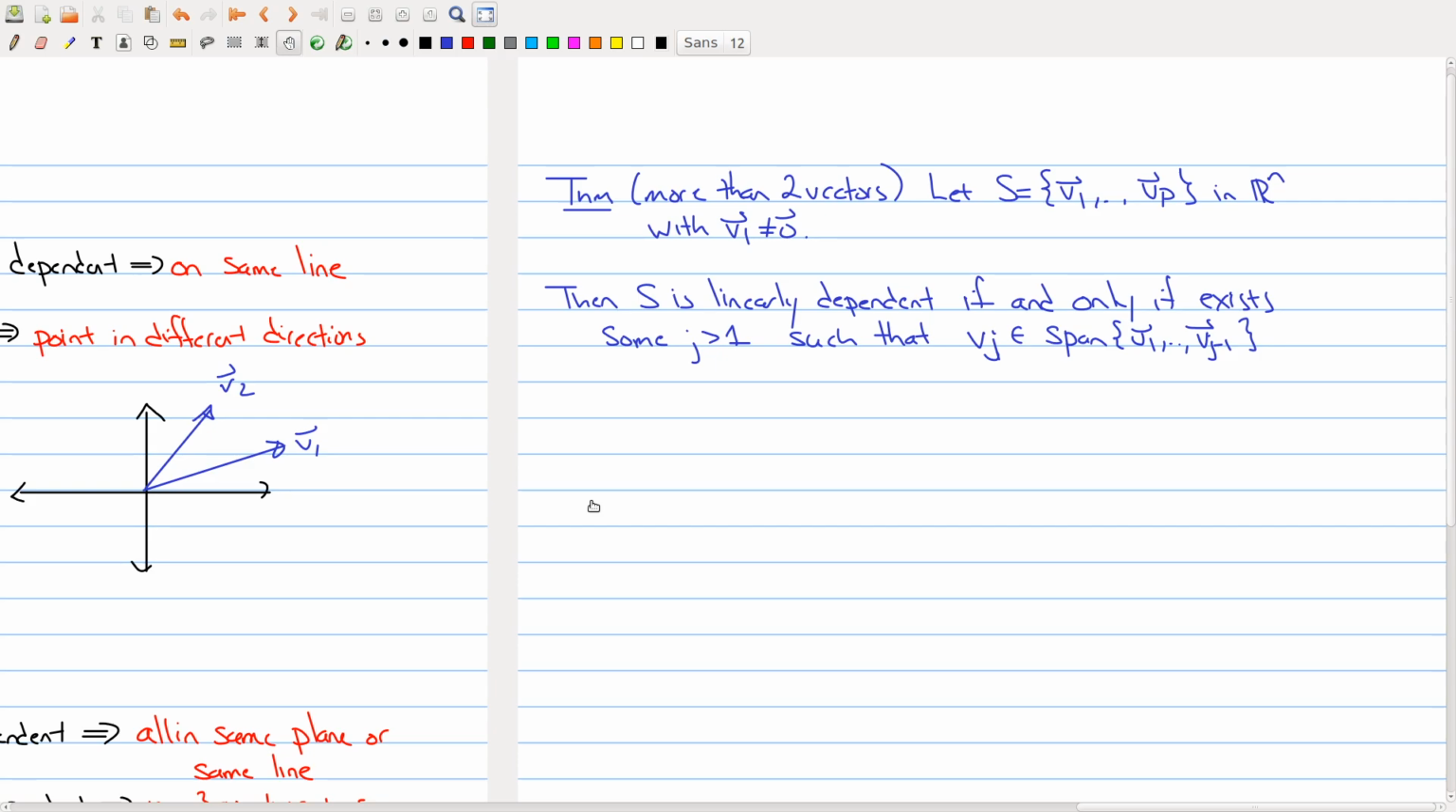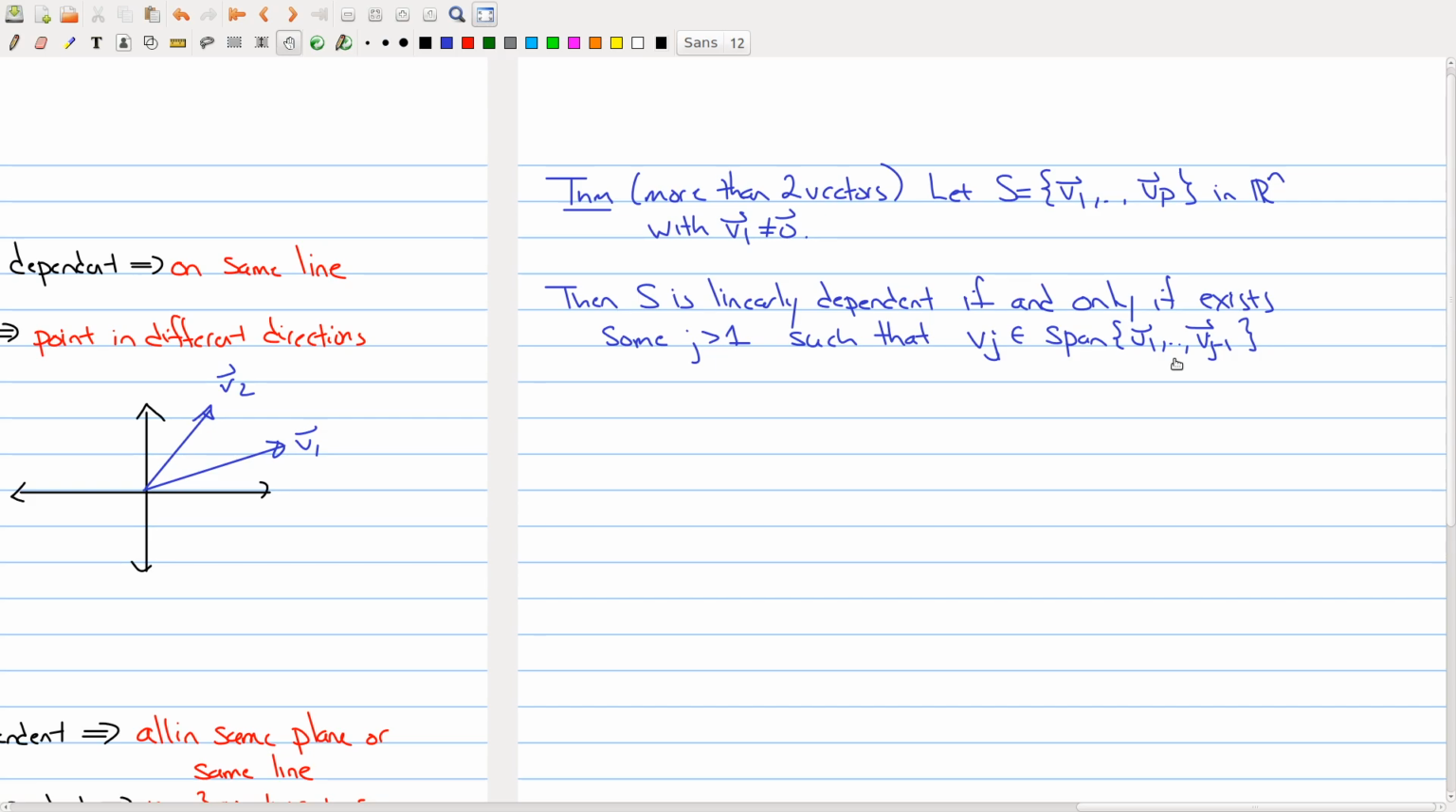And what that says is instead of building your space, you actually get stuck back in the space that you built from the previous vectors. Right? So your theorem says if you suppose that you have more than two vectors, so what happens in that case? You have a collection of vectors, and let's just assume that the first guy is not 0 to get us going. Then S is linearly dependent if and only if there exists some j such that the jth vector belongs in the span of v1 through vj minus 1.